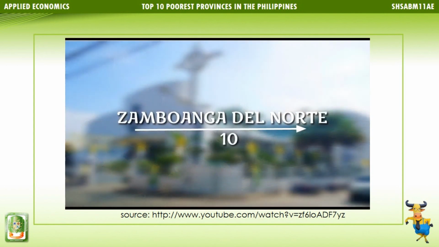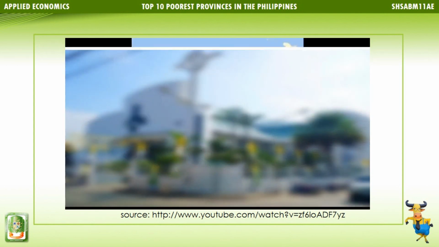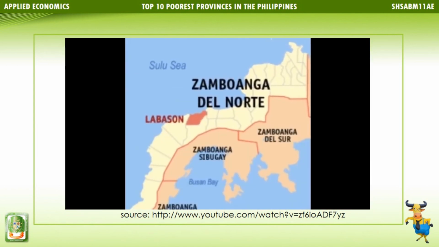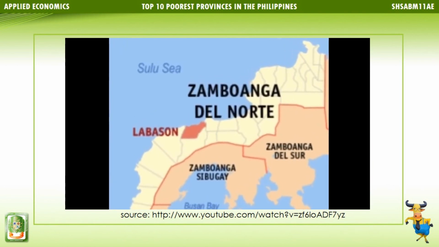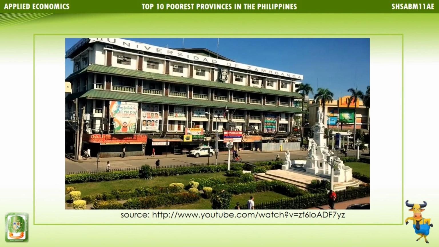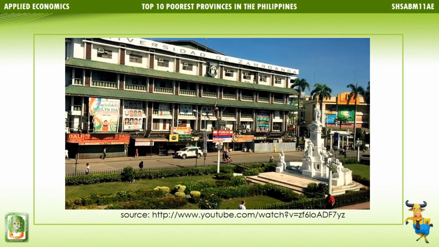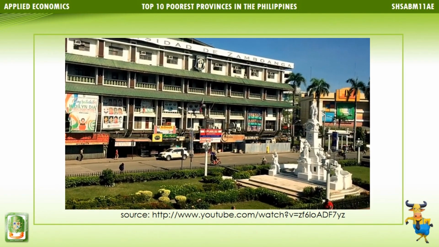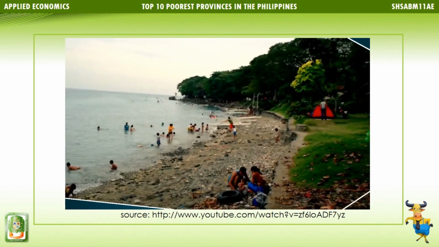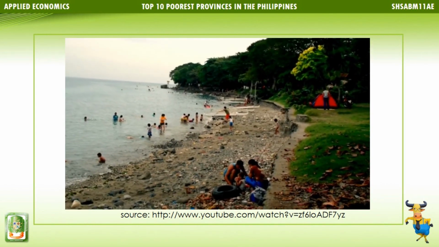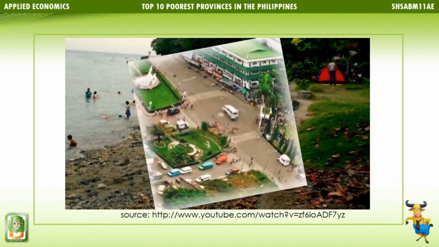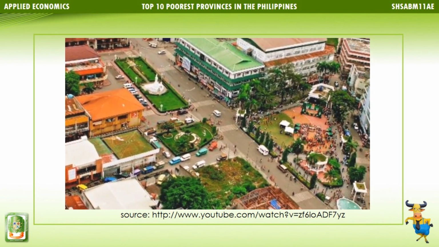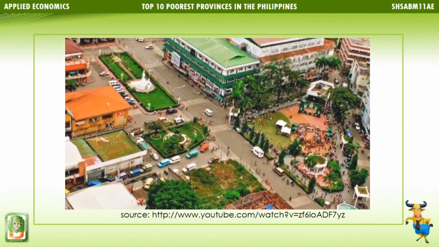Number 10. Zamboanga del Norte. Zamboanga del Norte is located in the Zamboanga Peninsula region. From being the poorest province of the Philippines back in 2006, with a poverty incidence rate of 64%, it is now at the 10th spot with 48% poverty incidence. While considered poorest in 2006 and 2009, Zamboanga del Norte managed to improve their economy. It dropped to 5th place in 2012 and then to 10th spot in 2019.